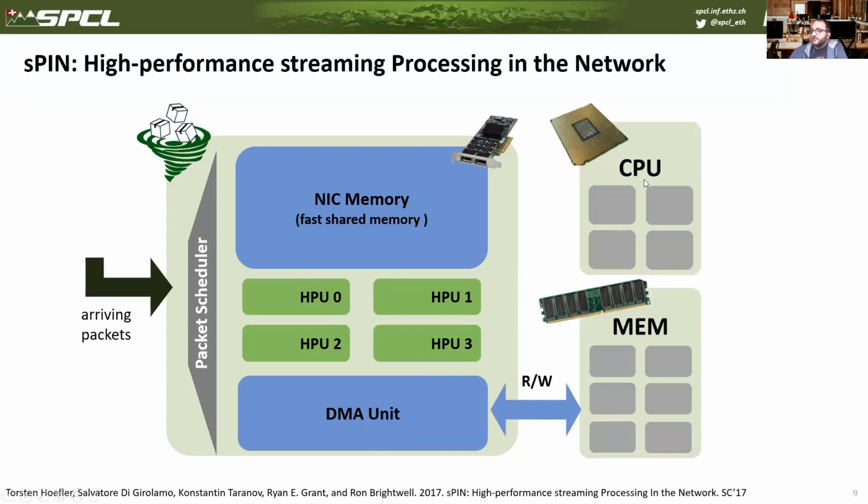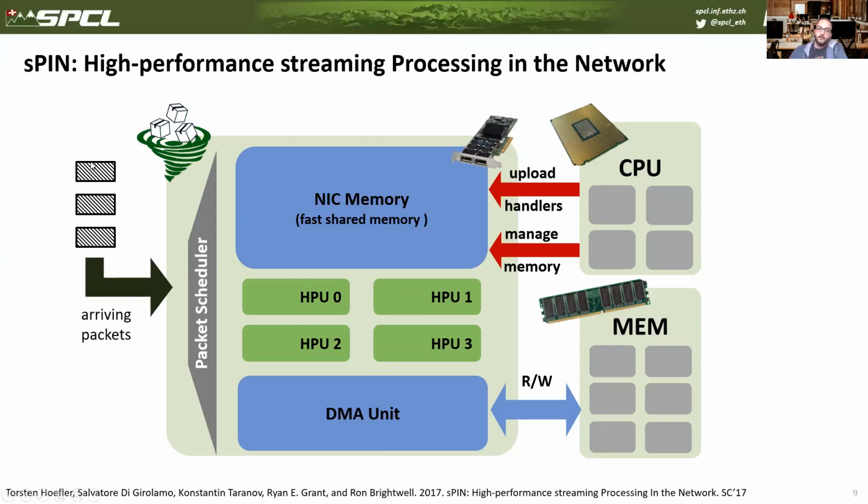At this point, the host CPU is only asked to upload the handlers that you want to execute for each packet to the NIC memory, so they are there when packets arrive, and also to manage this memory. Whenever we get packets from the inbound engine, remember the previous slide, they get forwarded to the NIC memory, and the packet scheduler decides on which HPUs they have to be executed.